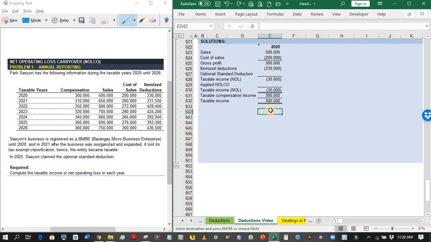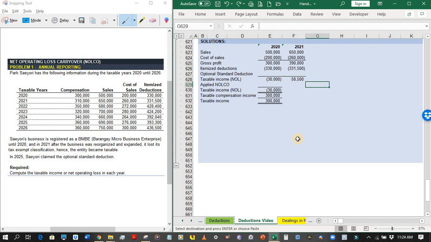So let us compute for the taxable income. In 2021, our sales is 650,000 pesos. Then the cost of sales is 260,000 pesos. So we have a gross profit of 390,000 pesos. In 2021, since there is no information again about the allowable deduction selected by the taxpayer, whether it be itemized or OSD, we will apply the itemized deduction. That is 331,500. So our taxable income is 58,500. This time gross profit is greater than the expenses.